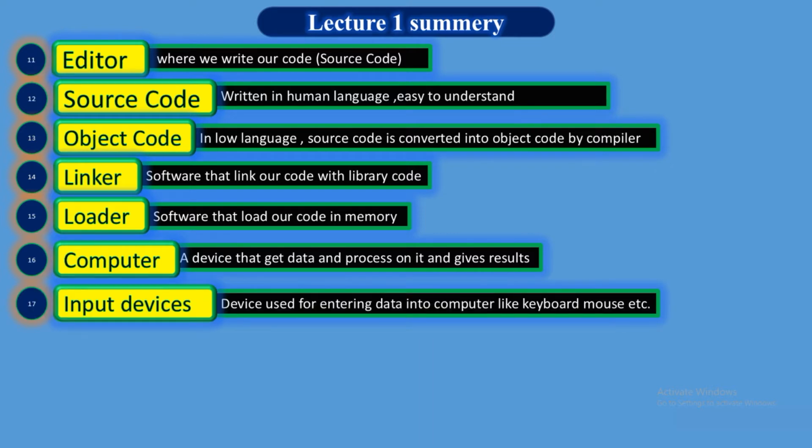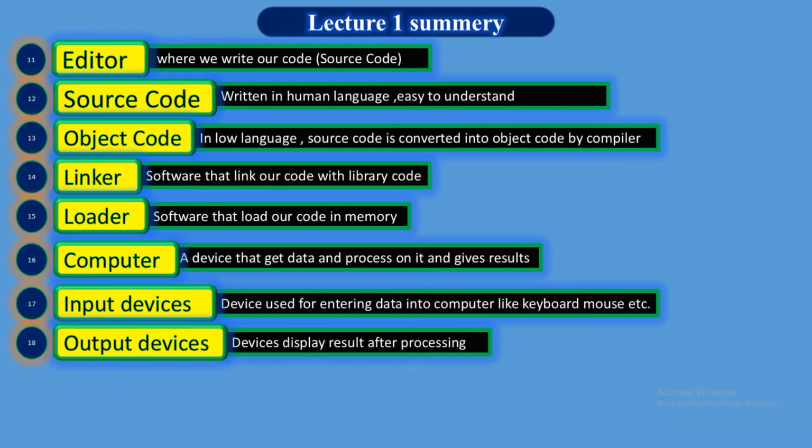We have input devices in the computer, devices used for entering data into the computer like keyboard, mouse, joystick, scanner, cameras. Output devices are where we see the result after processing. Output devices convert binary data into readable and understandable form, like monitor, printer, LCDs, speakers.